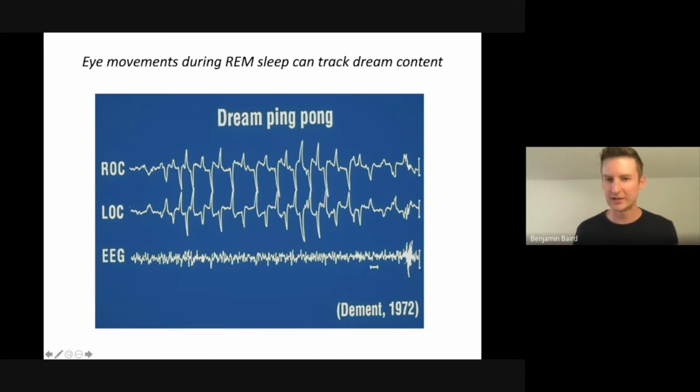So it's from this and a lot of other research that it was discovered that the physical eyes can often track where the dreamer is looking. Just as a side note, it's not always the case.